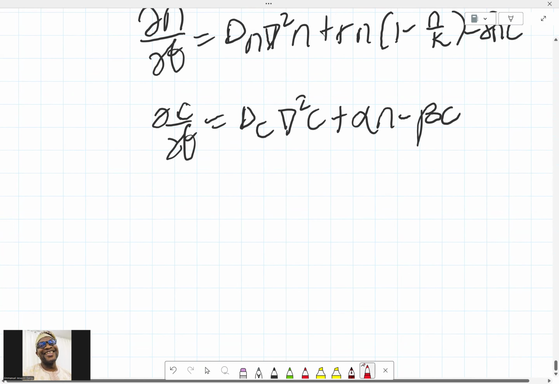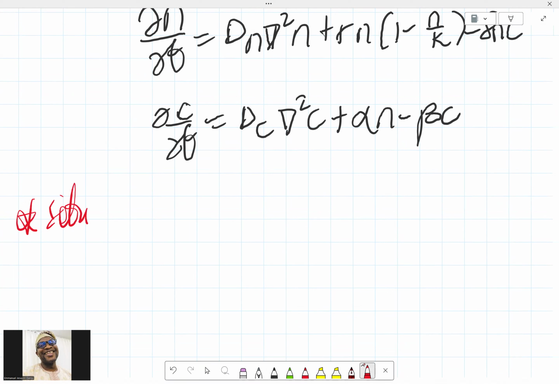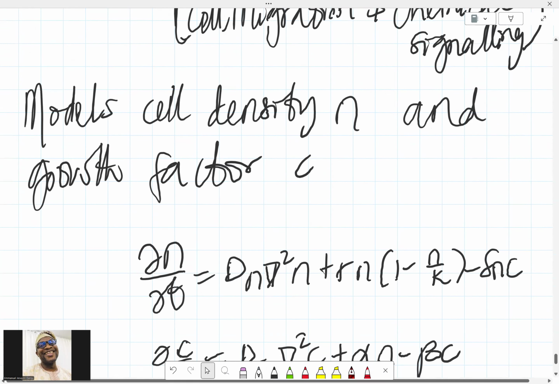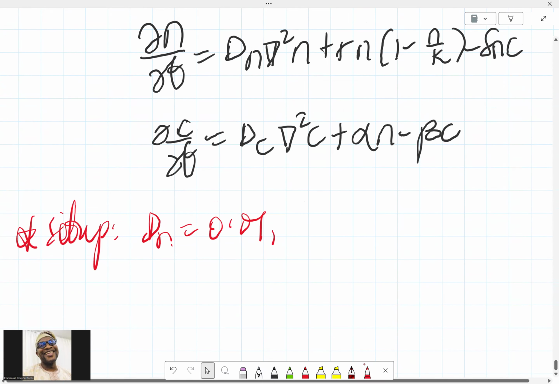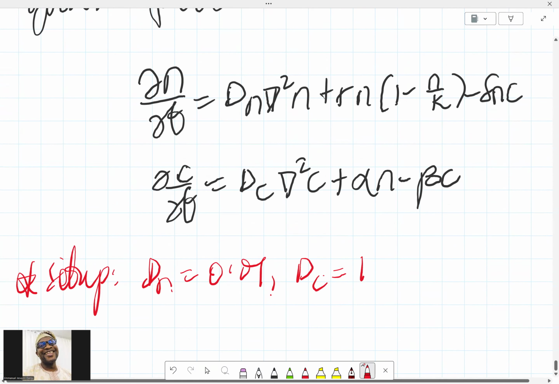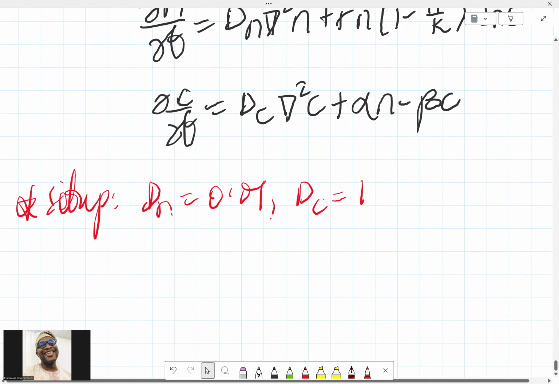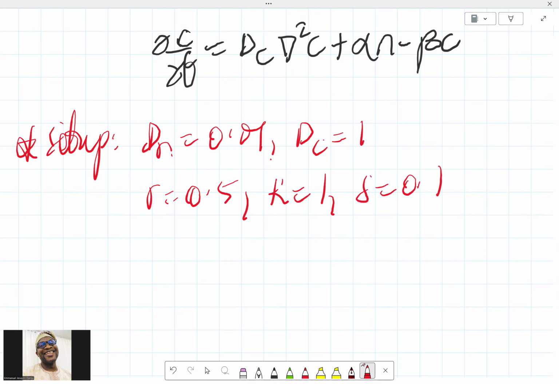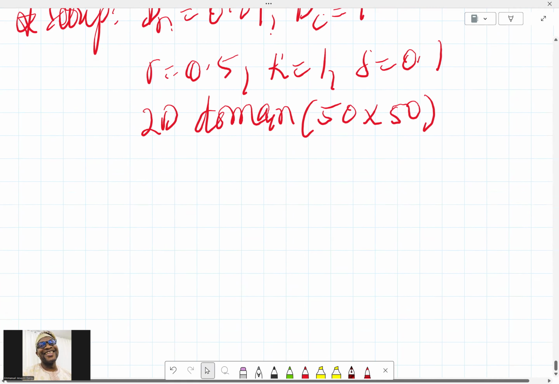So, the setup would be something like this. Imagine the setup, Dn is 0.01. That's the cell density diffusion. And the growth factor is 1. So the growth factor is bigger than the cell density. So R is 0.5, K is 1, delta is 0.1, and we do that in a 2D domain, 50 by 50.